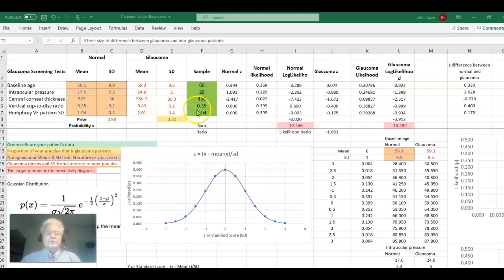Then we're going to calculate the probability that you would get each of these numbers if you were normal, or I should say non-glaucomatous, not necessarily normal. And what is the probability if you had glaucoma? So here we have the probabilities if you're normal, and these are the probabilities if you have glaucoma. Actually, this probability in this case is called a likelihood, and we'll get into that a little bit more.